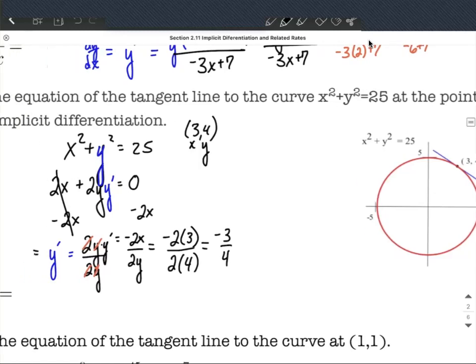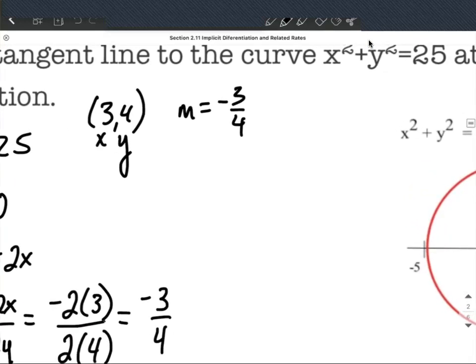Hopefully at this point, we're comfortable that the derivative means the slope of a tangent line. So we have a point and we have a slope of our line. Let's put these together and find the equation of our line. Negative 3/4 is the slope. We have a point. So I'm going to use y equals mx plus b. The y value is going to be 4. x is going to be replaced with 3. And our m is going to get replaced with negative 3/4.